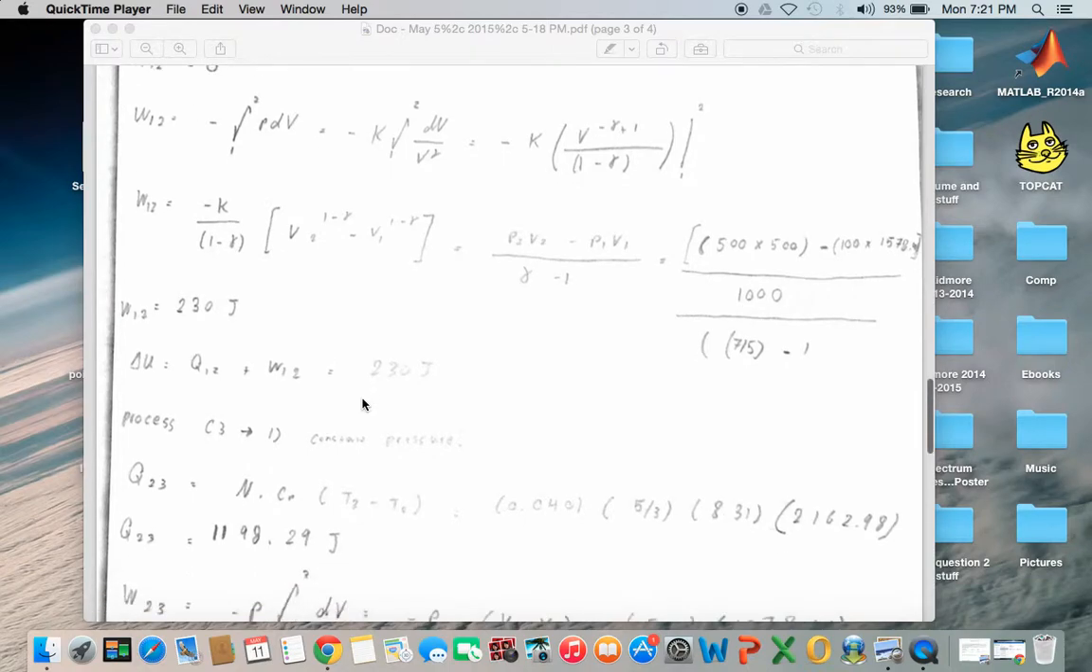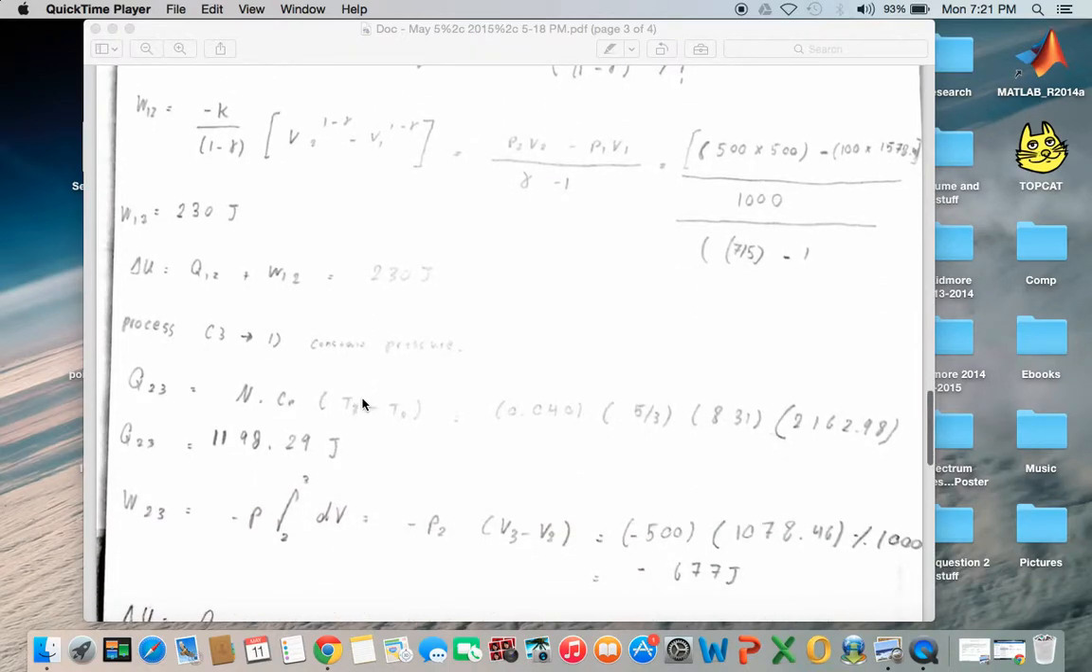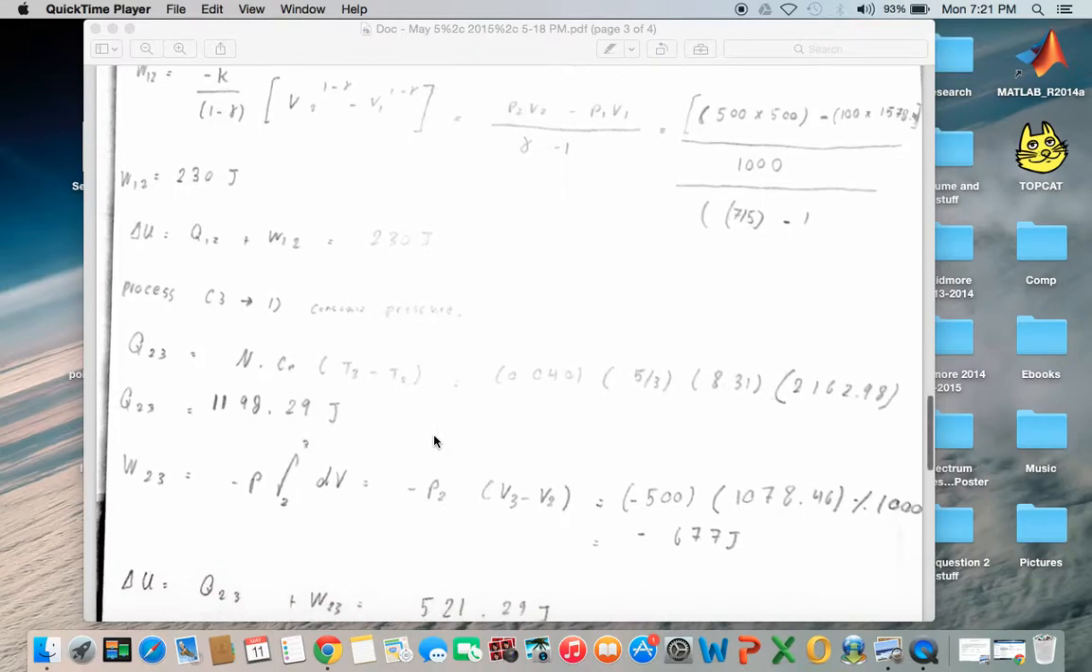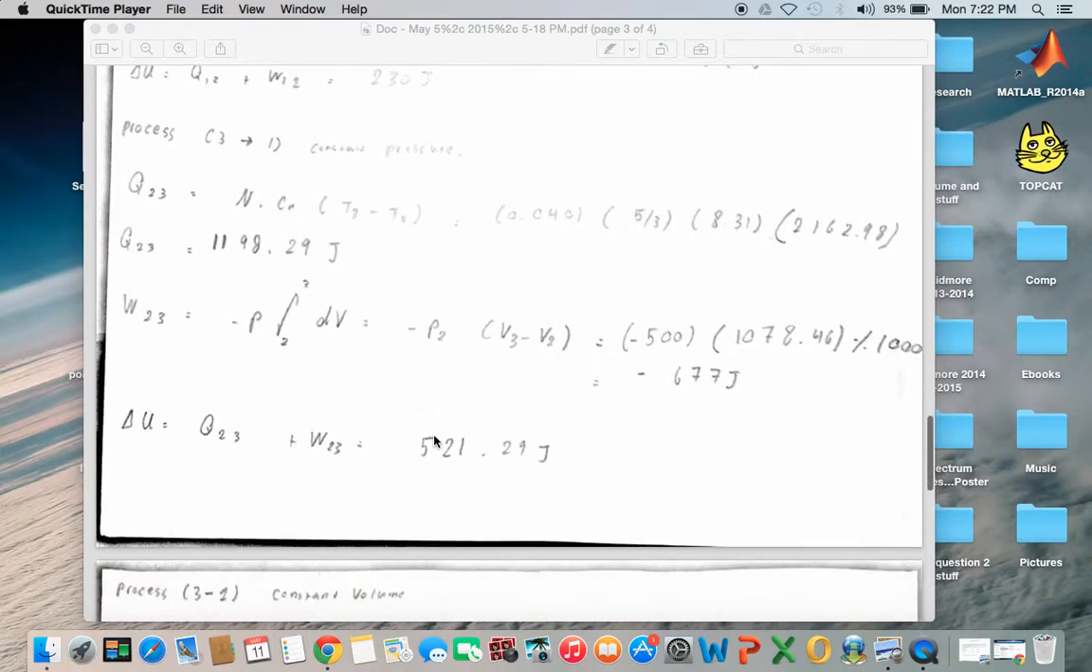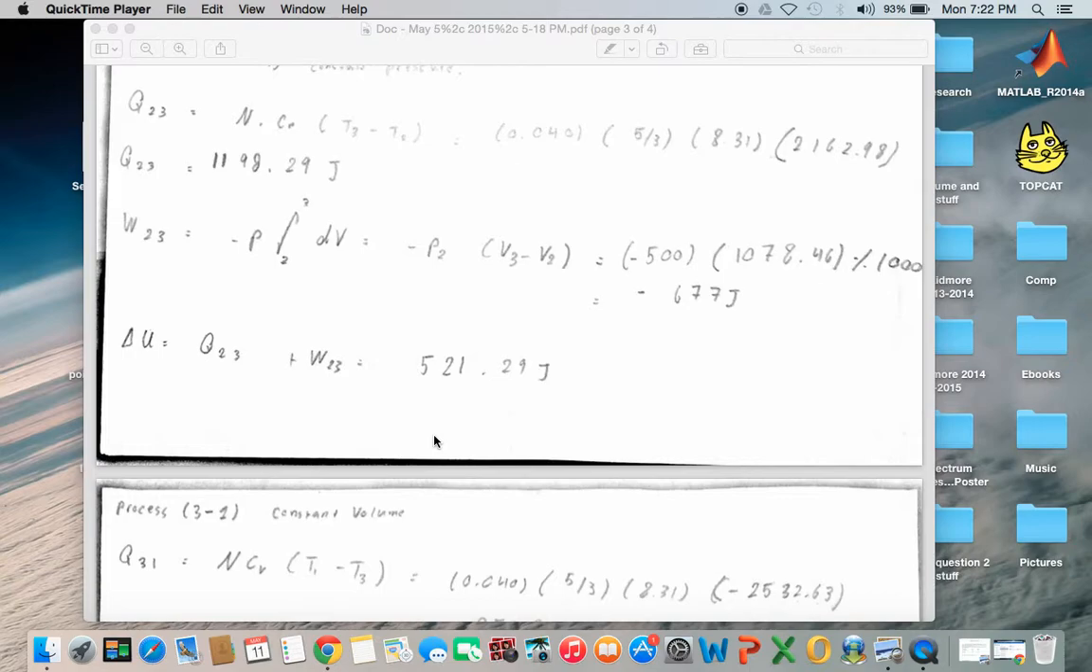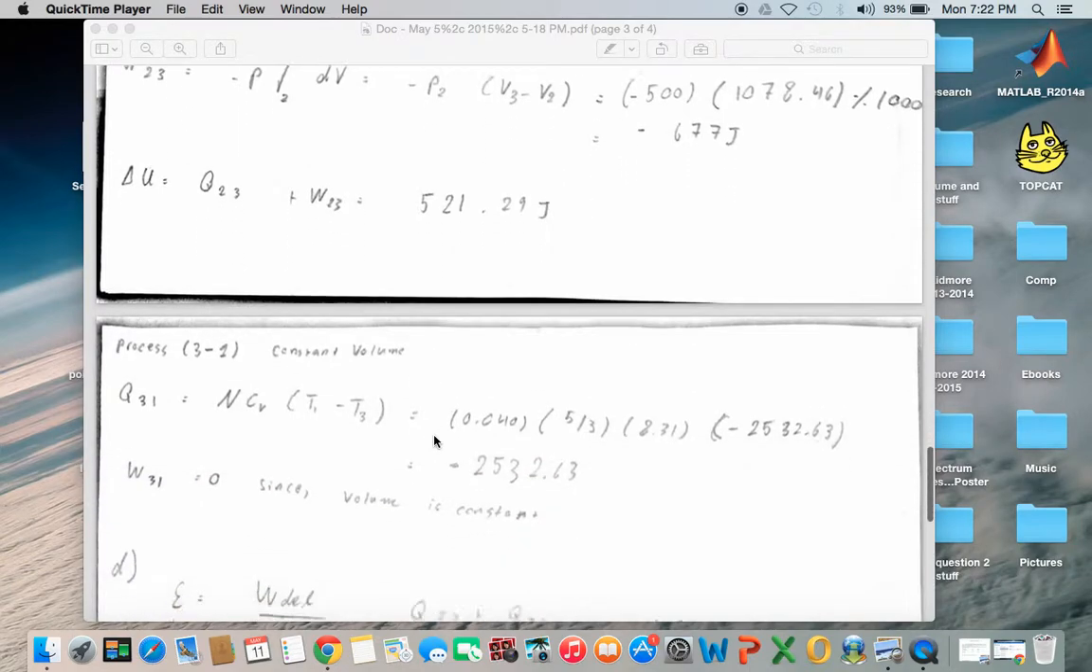Then I went to process 2 to 3, which was at constant pressure. I was able to determine Q through the equation, through the number of moles, the heat capacity, and the temperature, and was able to find that Q was 1198 joules, and then I was able to find the work, which was negative 677 joules, which gave me the delta U of 521 joules.